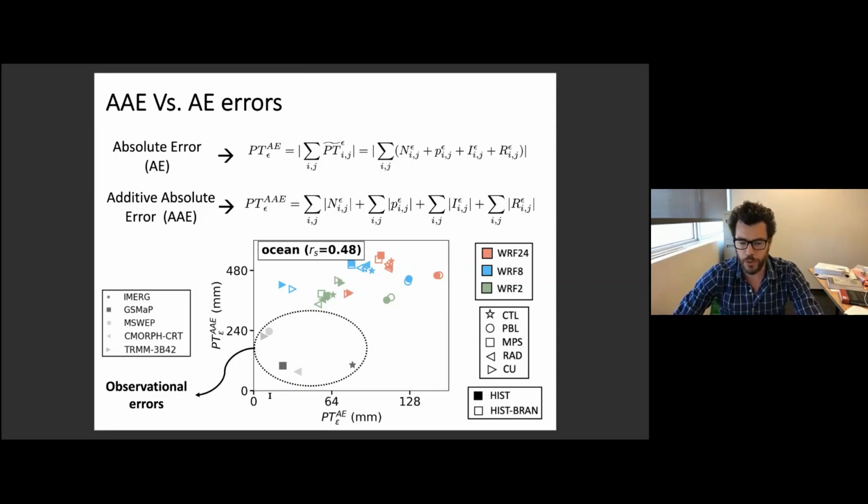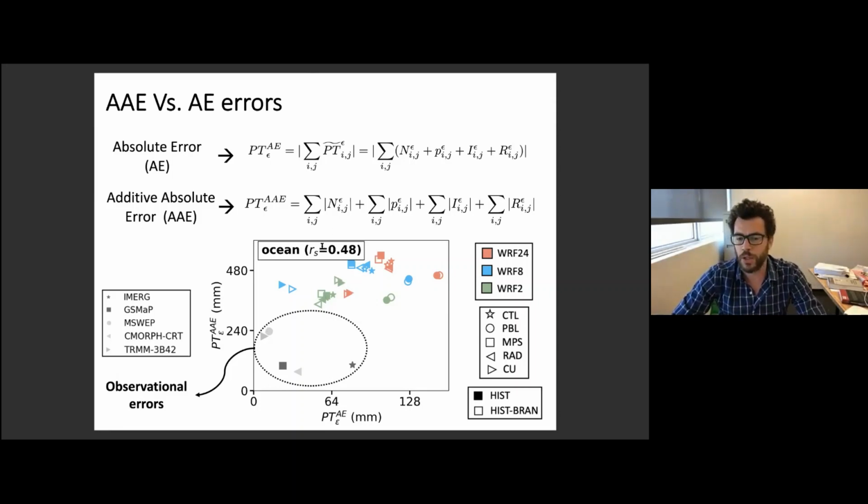And as before, if you look at the observational uncertainty in terms of the absolute error, the x-axis, you see that, for example, when considering the dataset iMerge, about half of the simulations tend to produce an error that is within the difference between iMerge and the median across observations. If you consider the additive absolute error, none of the simulations is within the observational uncertainty. This is very similar to what we found before.